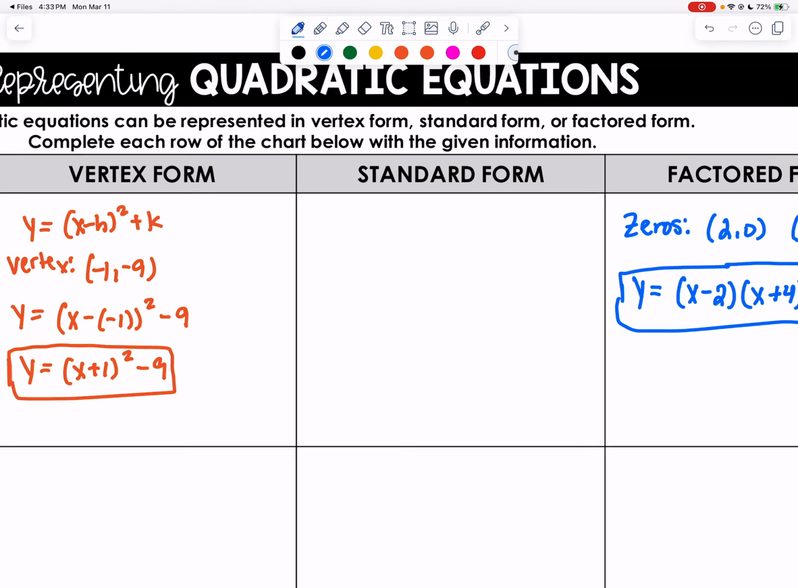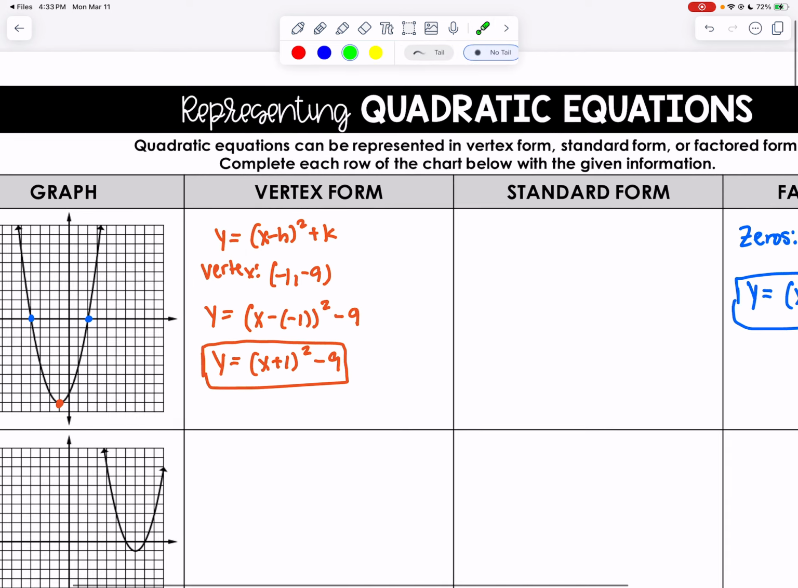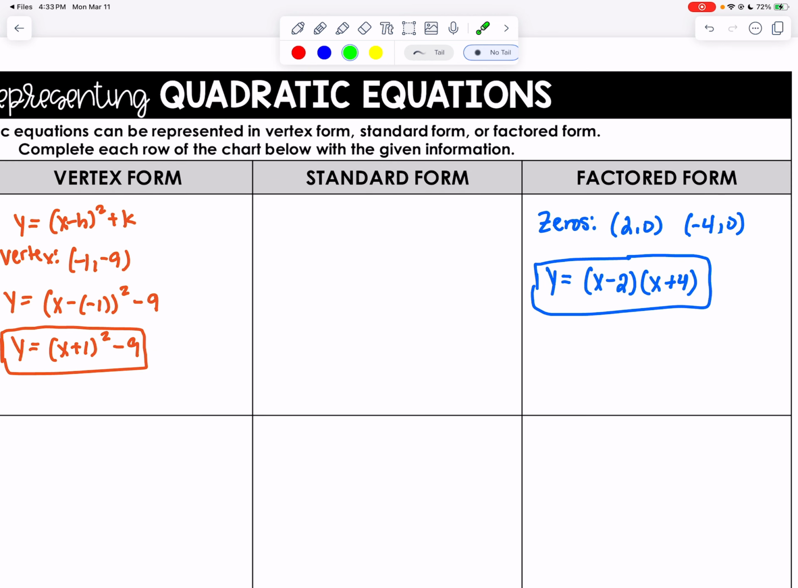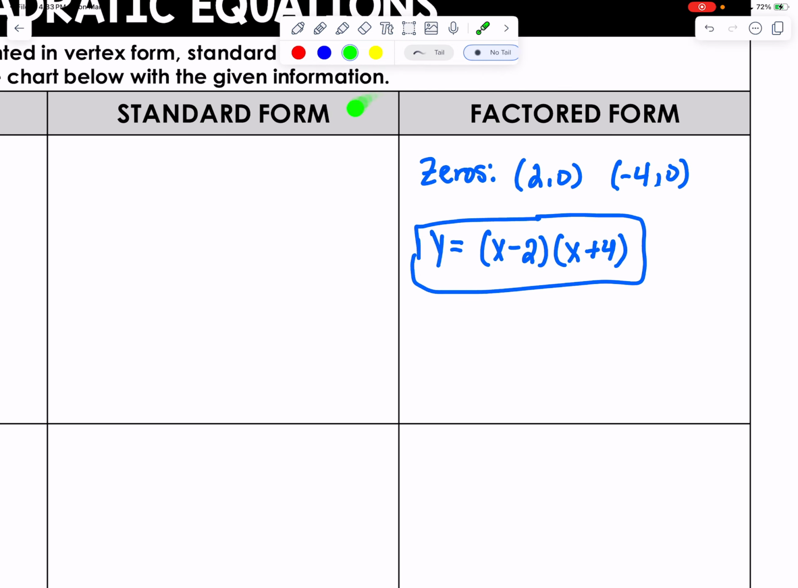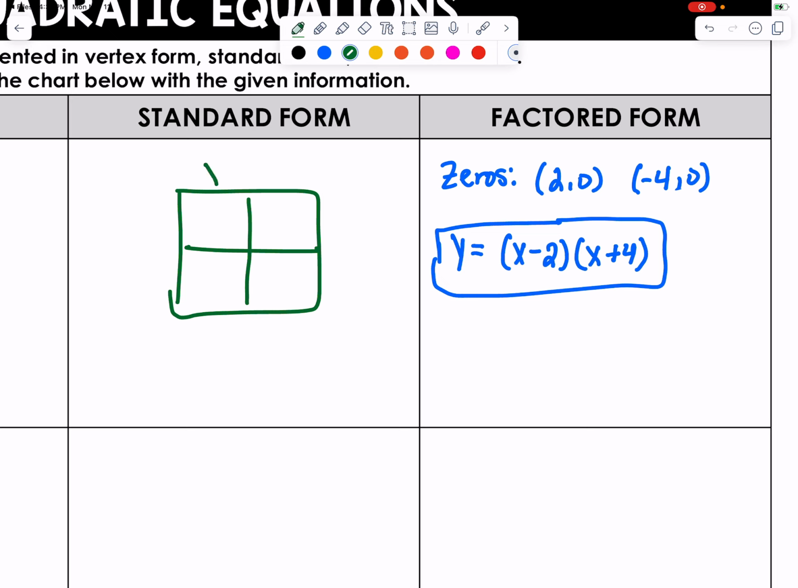Now, standard form. You can either go from vertex to standard or factored to standard. That's why it's in the middle. Whether you do vertex to standard or factored to standard, I don't really care. I think that going from factored to standard is going to be easier because you're not going to be subtracting 9 right here. So I'm going to go from factored to standard here. So here, I'm going to go ahead and make my little box, and my little box is going to have x minus 2 and x plus 4.